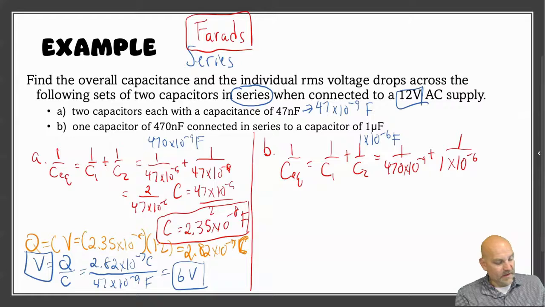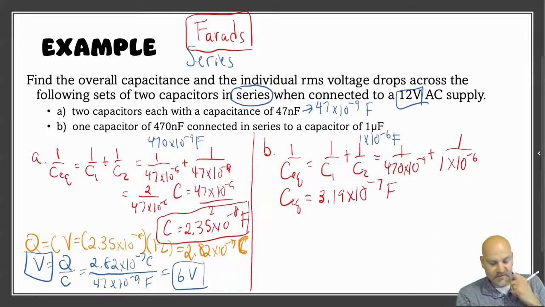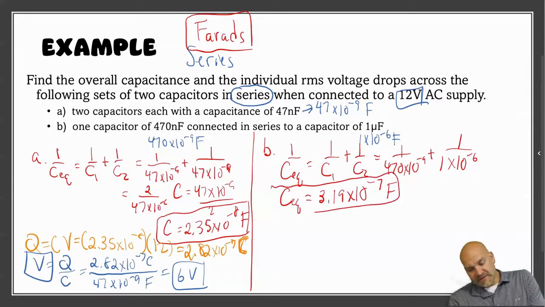Okay, this will give me something over times 10 to the negative something, right? And then when I flip it, I get 3.19 times 10 to the negative seventh farads, which is 319 nanofarads, whichever one you want to call it. So there's my equivalent capacitance.